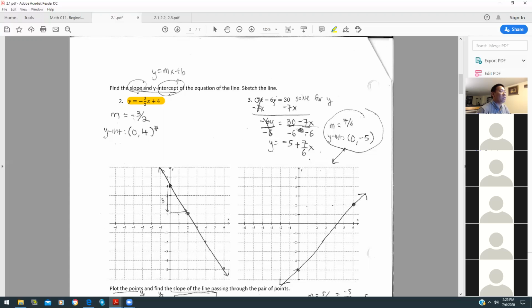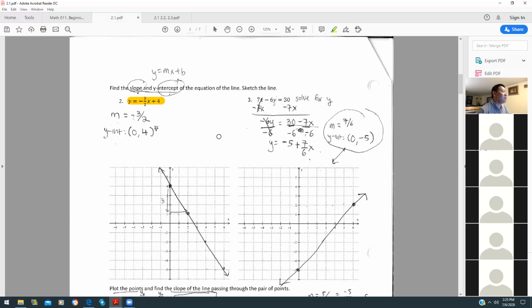Solve for y means you always have to get rid of the x term first by adding or subtracting the term. So in this case, we subtract the -7x here. And then we divide by -6. Don't forget that's a negative in front of this 6. And when you divide by -6, I recommend you divide each term by -6.